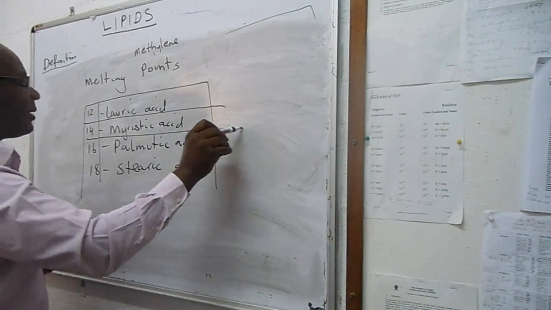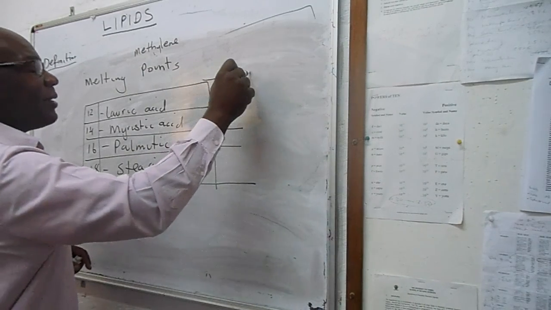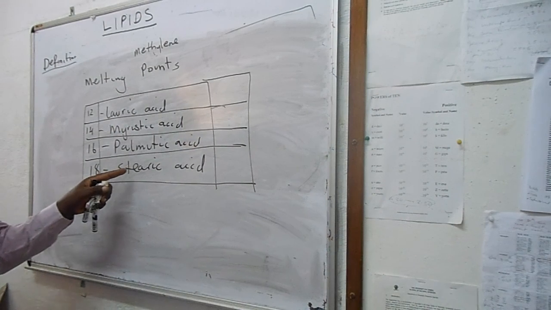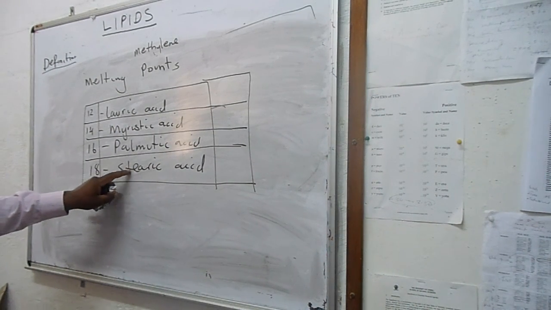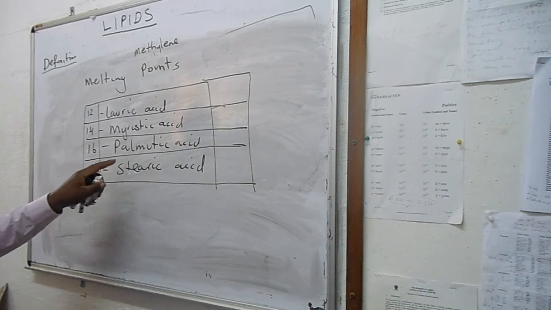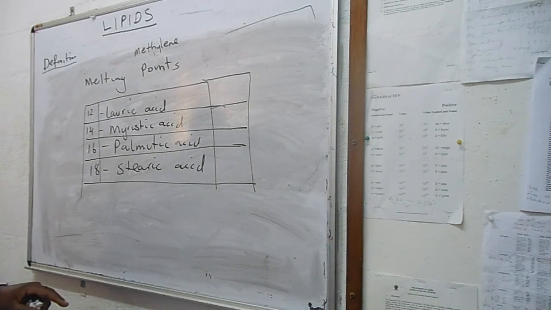I want to emphasize this point, because I gave the wrong example in the previous slide. I named stearic acid as oleic acid. Oleic acid is the one that has a double bond, but it has 18 carbons. The one which is saturated is stearic acid. Okay? It's stearic acid.